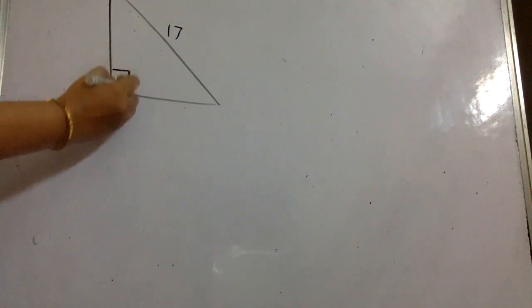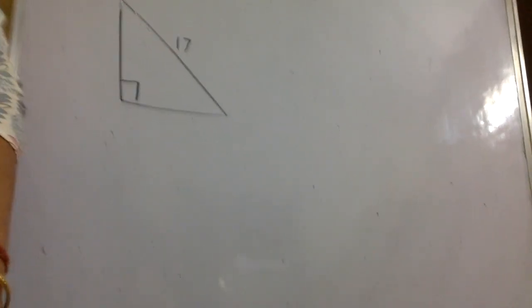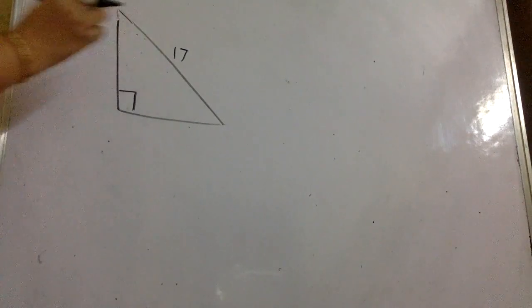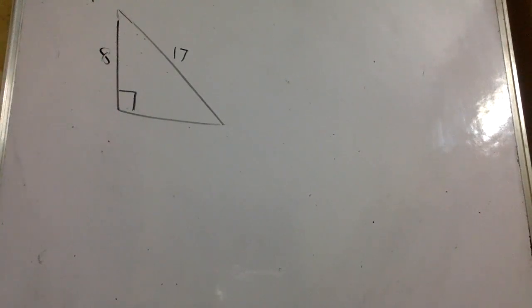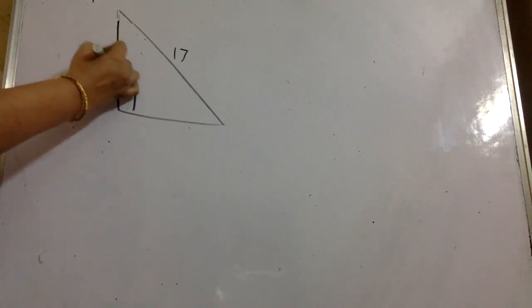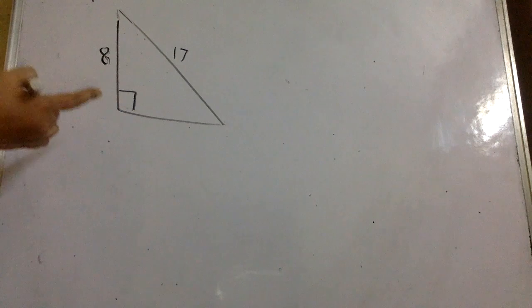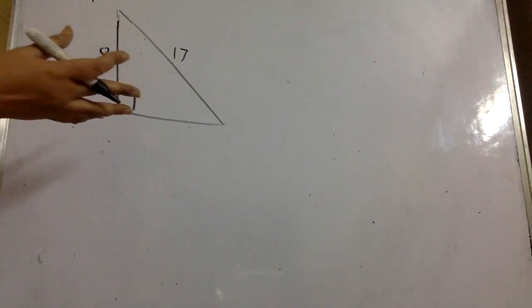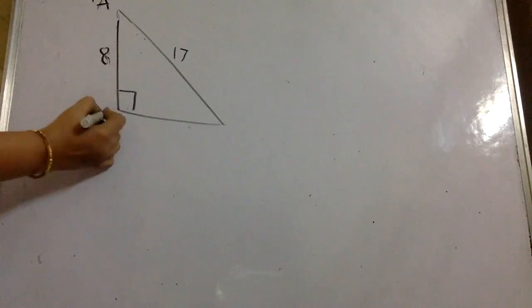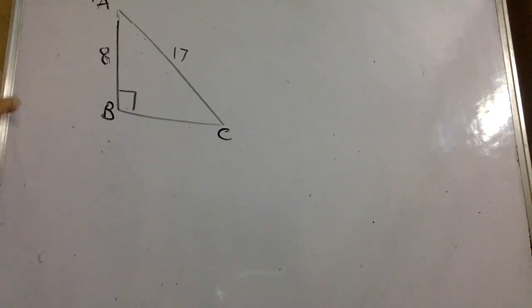Now, let us take one example. Here is a triangle, and in this triangle, the hypotenuse is 17, here is the 90 degree. The hypotenuse is 17 and one of the other sides is an 8. Now we are supposed to get the different values of sine, cos, tan. I am also naming the angles A, B and C. They want sine A, cos A, tan A, like that.